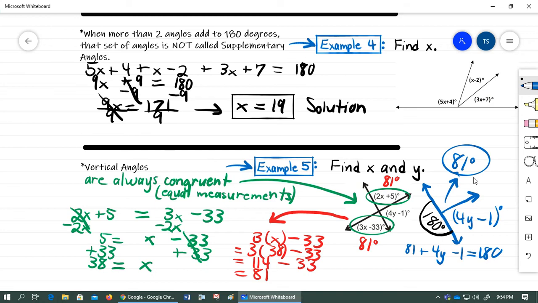Then if we combine our like terms, we get 80. The two constant terms on the left side of the equation are 81 and negative 1. If we combine those, that gives us 80. So that's 80, and we still have the plus 4y, and this is still equal to 180. Let's subtract 80 from both sides.